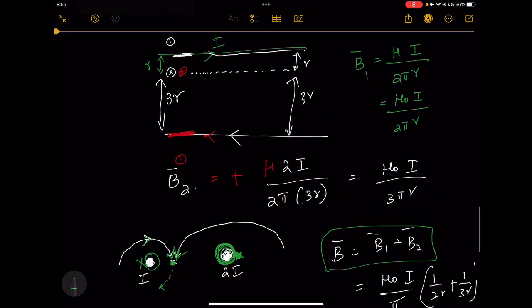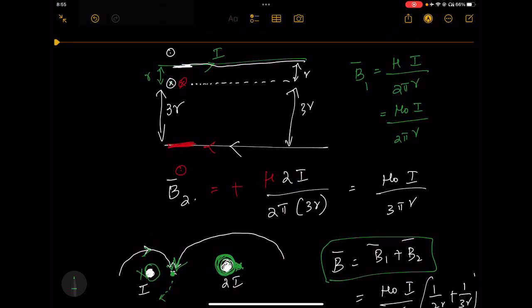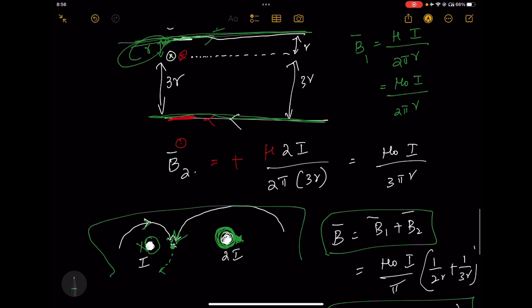How did I calculate this? B1 is because of this current carrying conductor, mu into I divided by 2 pi R. R is this length. And B2 is because of this current carrying conductor, mu I divided by 2 pi into 3R distance. Here both the magnetic fields are adding. Why adding? That's why I explained with this diagram. Thank you.